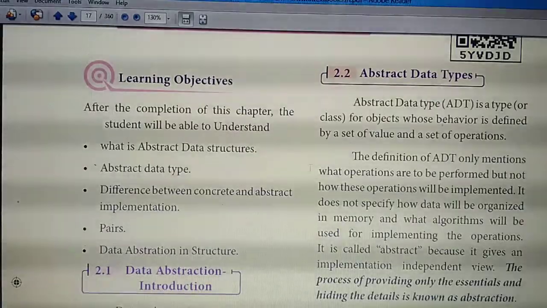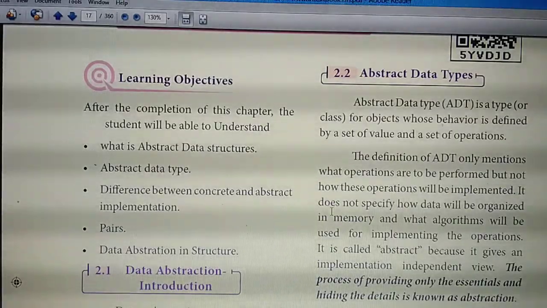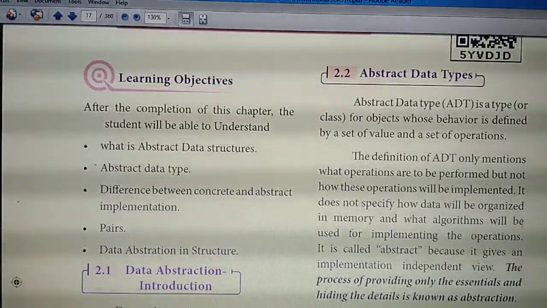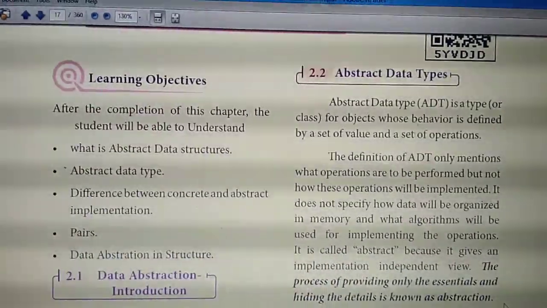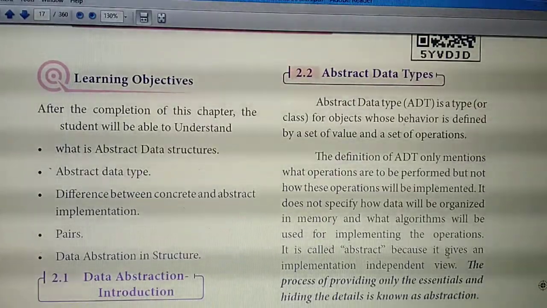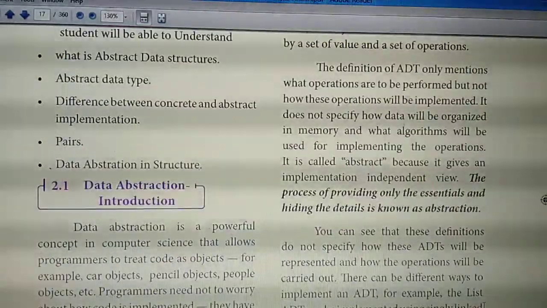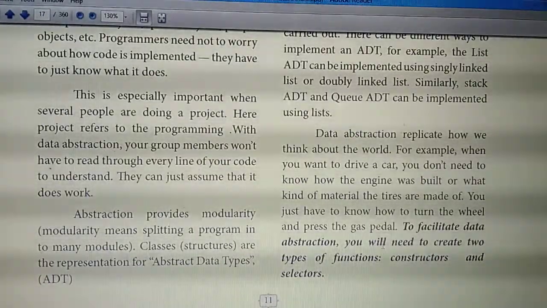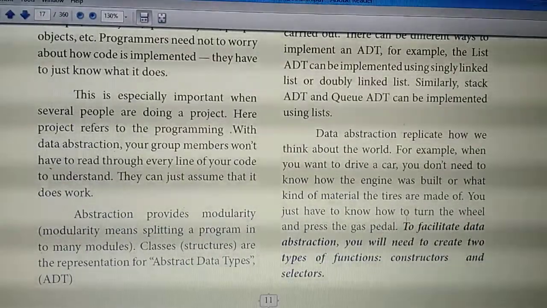Starting from here: the definition of ADT only mentions, from here till abstraction. First paragraph full, the definition of ADT till abstraction. A definition of ADT only mentions what operations, till abstraction. Then the second paragraph is not needed. Third paragraph from here: to facilitate data abstraction, you will need to create two types of functions, constructors and selectors. From here you should mark.